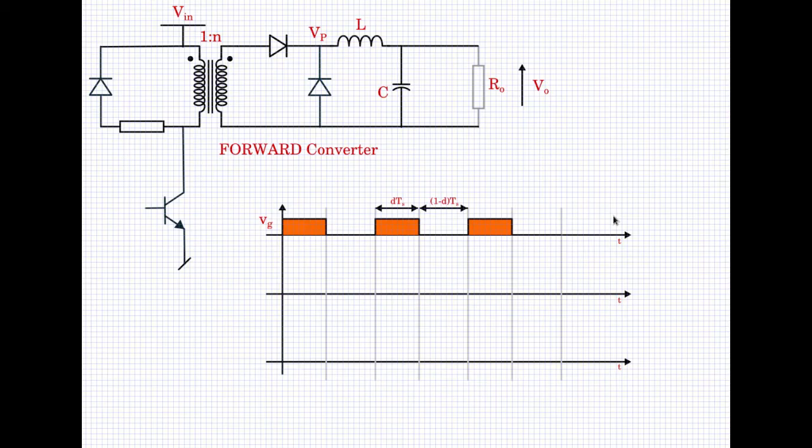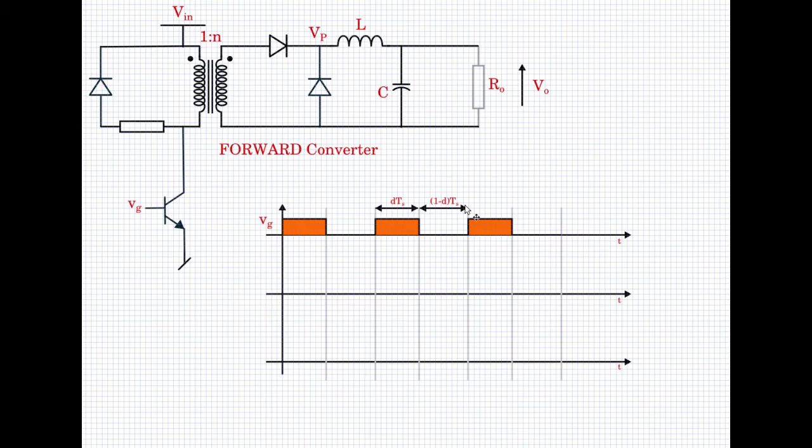Like before, when we were discussing the buck converter, I have here the waveform of VG. Now VG is actually the gate waveform or the base drive waveform that you would give here. So this is the signal that you would give here. When the signal is high, this BJT or the power semiconductor switch will turn on. So this is the period when the switch is on, this is the period when the switch is off. This is the DTS period, on time, 1 minus D TS period, off time.